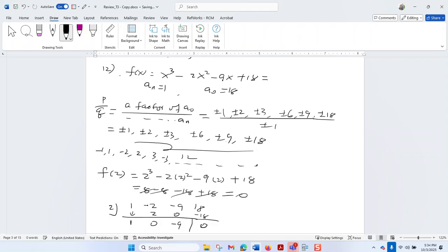So this one I can write down is x minus 2. That's the divisor, right? And my quotient here will be x squared plus 0x minus 9, right? And we usually don't have to write down the 0x, so this will be just x squared minus 9 in here. And x squared minus 9, I can factor into x plus 3, x minus 3, right?